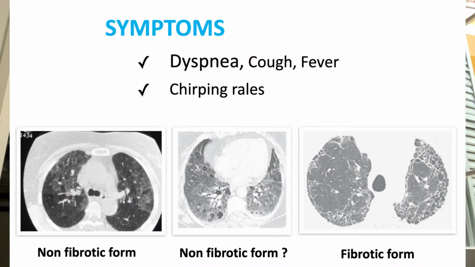Well, the symptoms are as ever: dyspnea, cough, fever, and chirping rales on auscultation. And in the high resolution CT, we can have the non-fibrotic form, that is the typical ground glass and hyperlucent areas making a mosaic, or the ground glass can be stronger, and it is the non-fibrotic form. The ground glass has more density. And finally, we have the other form, the fibrotic form that we know, I think, very well, with honeycombing in the periphery and downstairs.